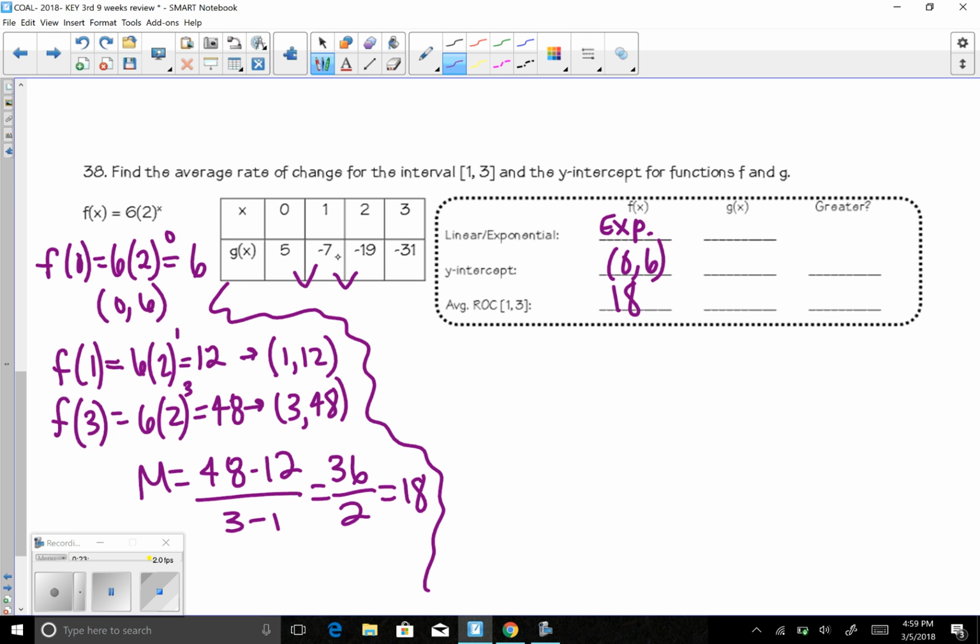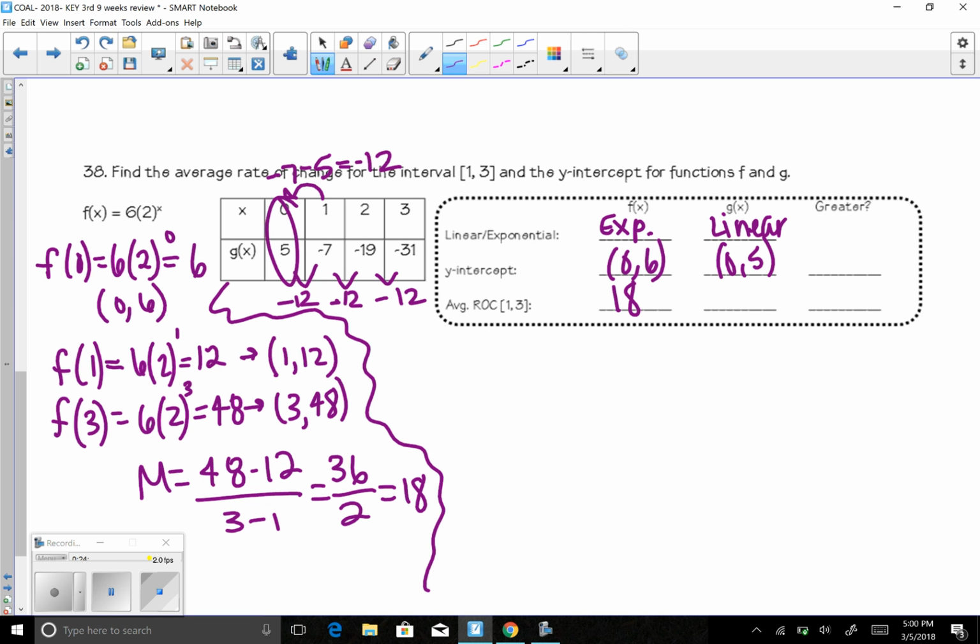And if you can't figure it out, you can go backwards. So this is 5 plus something is negative 7. Negative 7 plus something is negative 19. If you go backwards, negative 7 minus 5 is negative 12. So let's see. Is 5 minus 12 negative 7? Yep. Negative 7 minus 12. Is that negative 19? Yes, it is. So we are subtracting 12 every time. So that's linear. Okay. So the y-intercept, you look at the table. Oh, there it is right there.